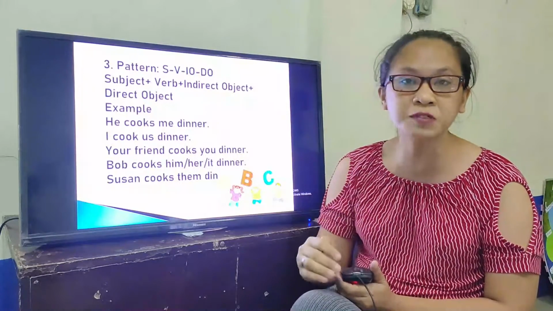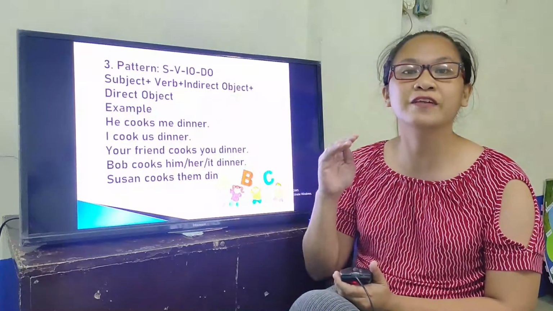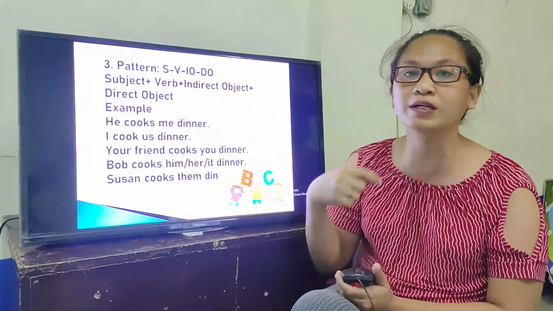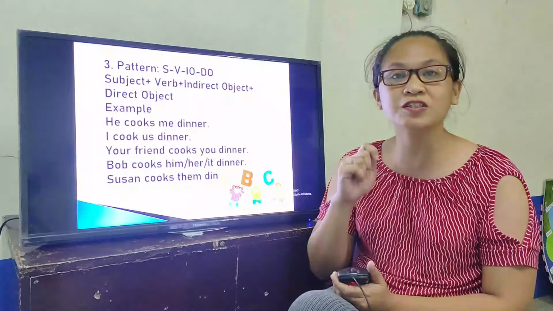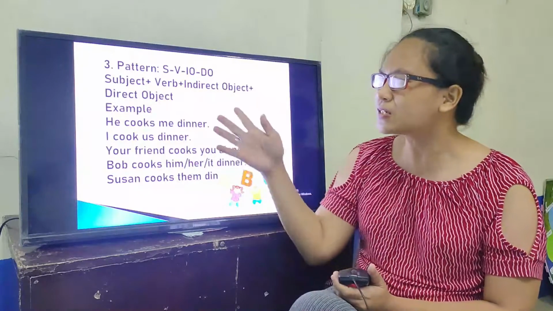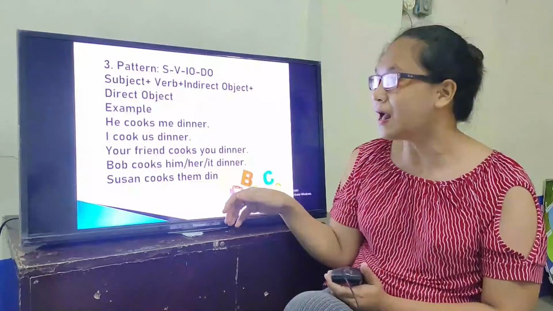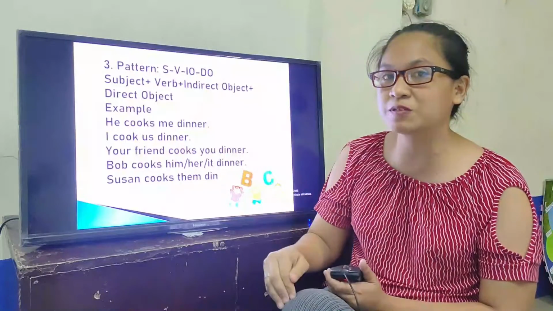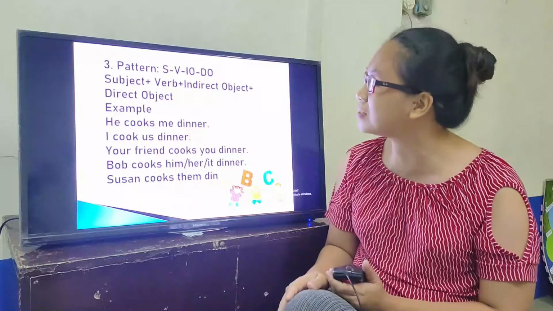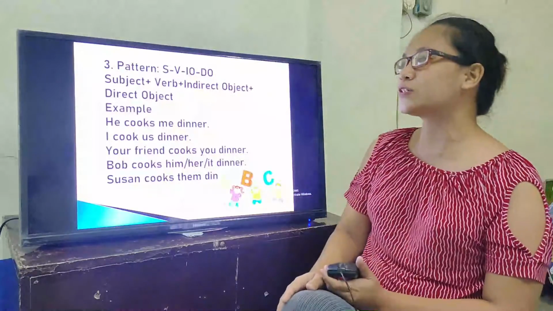Again, let's have a quick review. When we say direct object, it answers the question who or what. And when we say IO, or indirect object, it answers the question to whom, for whom, or to what. I have here examples, and let's try to identify the S, the subject, V, the verb, IO, the indirect object, and DO, the direct object.